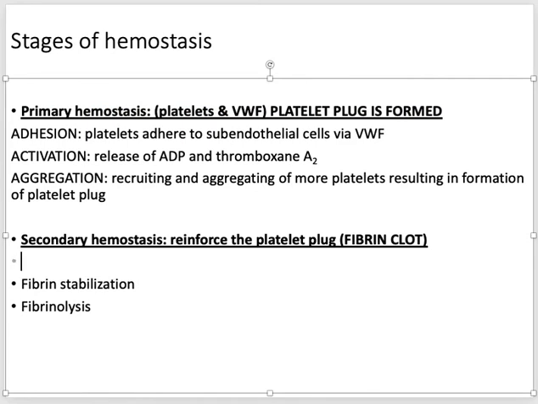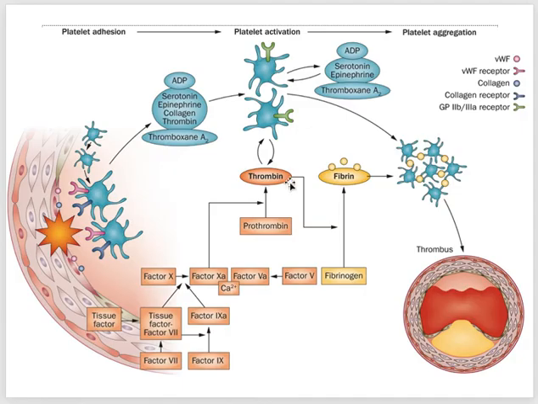Okay, now what is secondary hemostasis, guys? It is simply that the fibrinogen which is there between the platelets should be converted into a stronger thing, which is called fibrin. See, this is fibrinogen, okay. This fibrinogen should be converted into fibrin to make this clot stronger.